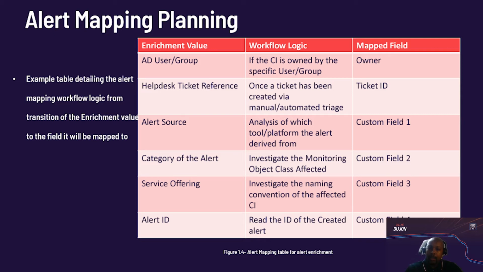And then once that criteria is passed, it then goes right onto the map field. So if we have a look at the very first one, the enrichment value that we expect to have in the owner field, for example, is the AD user or group.